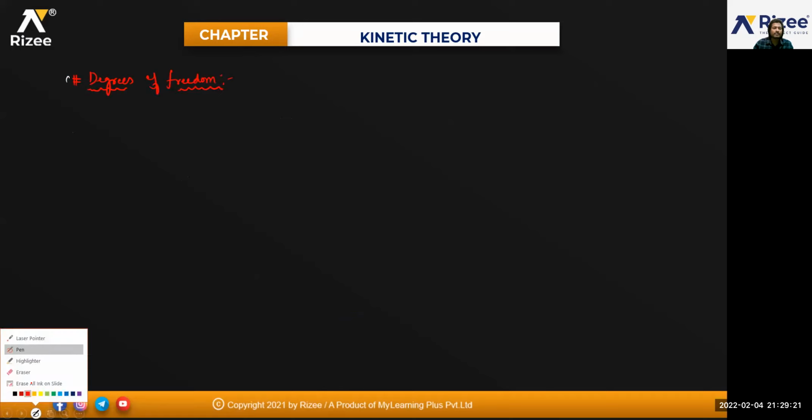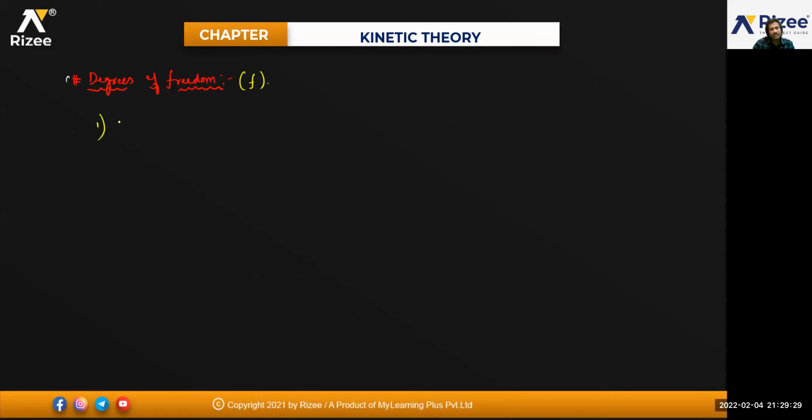Degrees of freedom, represented by letter F. So if I'm talking about a monoatomic gas, I hope you already know this one from the chemistry part, beta. For the monoatomic gas, the number of degrees of freedom is 3 translational. I'm writing only the necessary ones, which are important, but I don't go into much depth right now. So if I'm talking about kinetic energy per mole, that will be equal to 3 by 2 R into T.